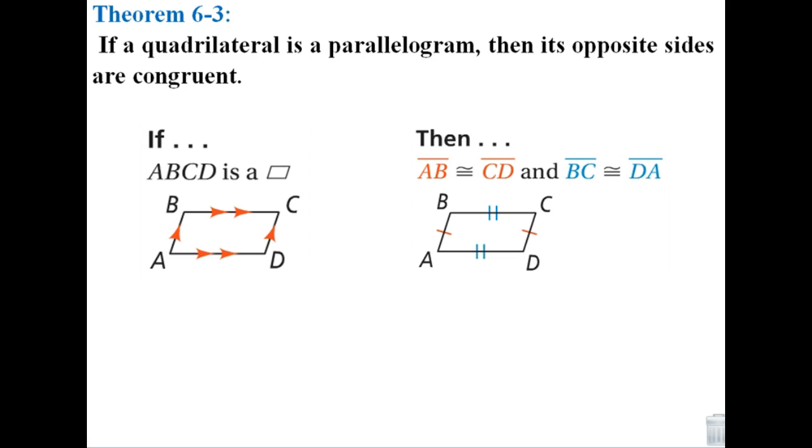The definition of a parallelogram is going to lead to four different theorems, or four different properties of parallelograms. We'll go through each of those here. Theorem 6.3: if a quadrilateral is a parallelogram, then its opposite sides are congruent. So if we have a parallelogram, opposite sides here will be congruent. So the left and right sides are congruent, and the top and bottom sides are congruent.